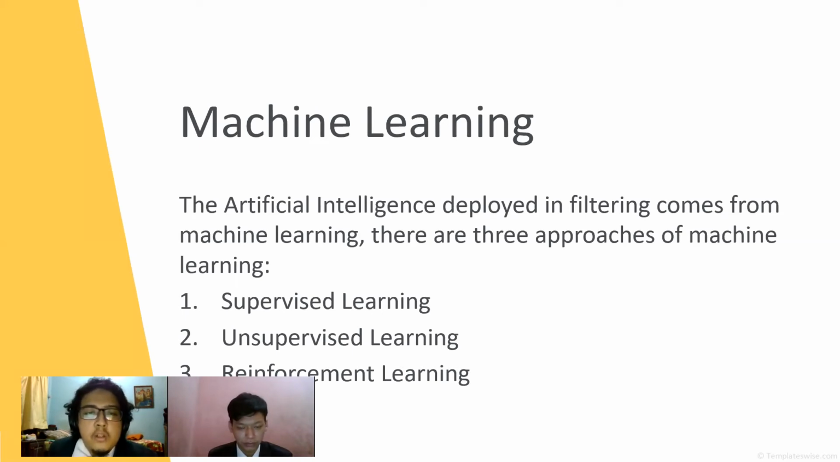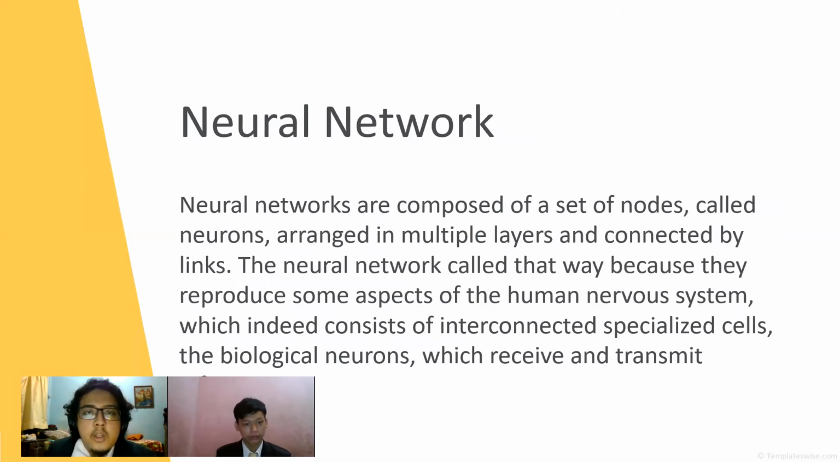Next is unsupervised learning, where the machine tries to learn by itself and then tries to fix the problems. Next is reinforcement learning, which means the machine is given a reward and penalty system, so the system tries to achieve the highest score possible. Next is neural network.